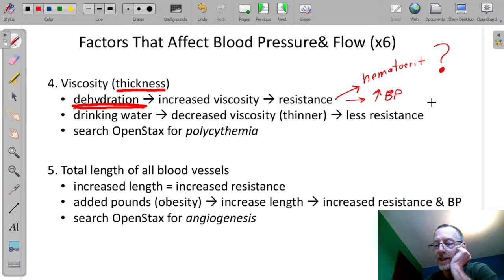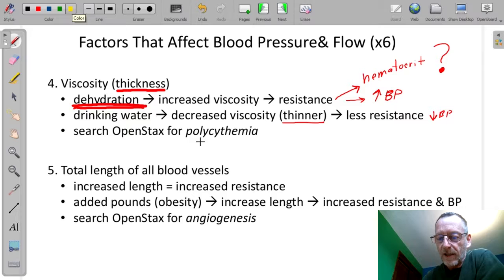If you're dehydrated, the only thing you can do to fix that is to drink water. And that dilutes out the blood. It literally now becomes thinner, less resistance, and blood pressure can go down. Again, all other factors remaining constant. So we're not doing anything else other than just changing the viscosity of the blood.